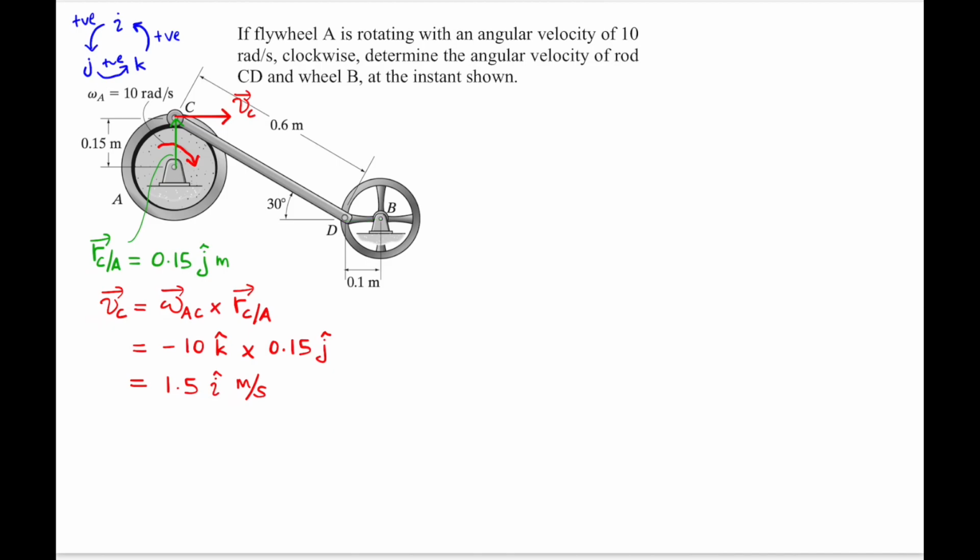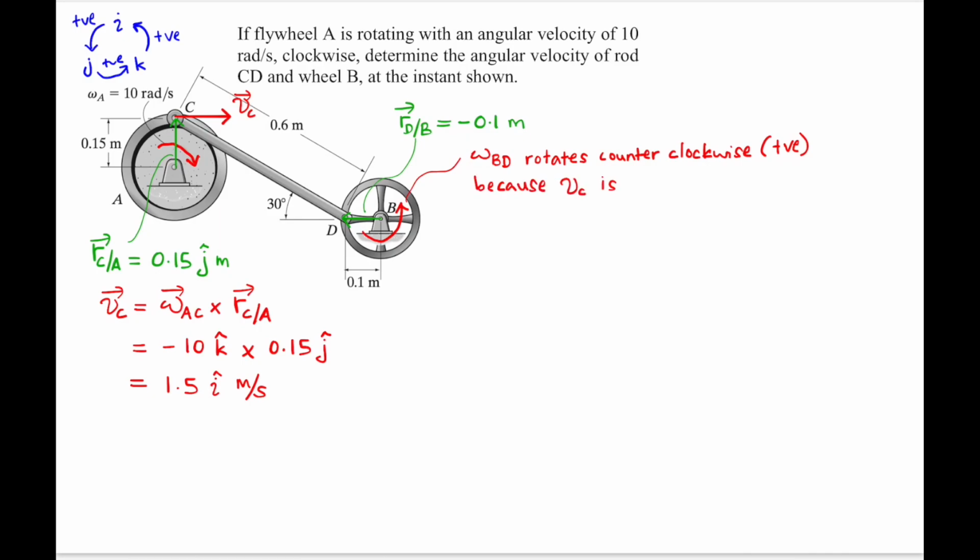The next step is to focus on another rotation part of the mechanism, which is the wheel BD. Start with the position vector RD/B, which is pointing to the left, therefore it is equal to minus 0.1 meter. Omega BD rotates in the counterclockwise direction because the velocity VC is pointing to the right.